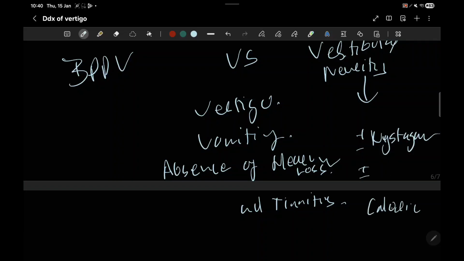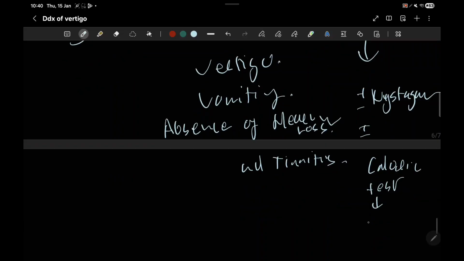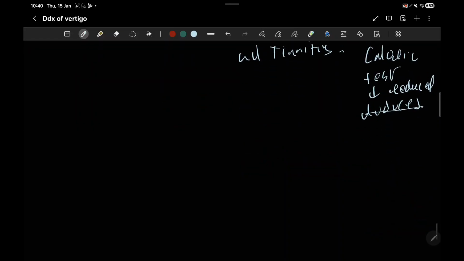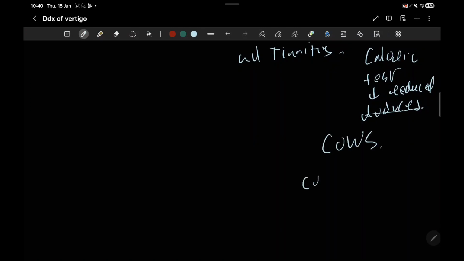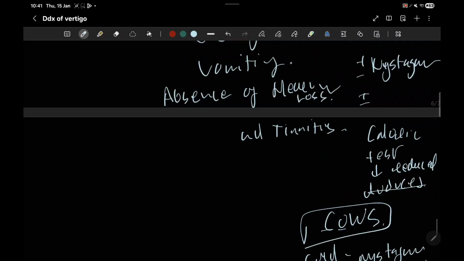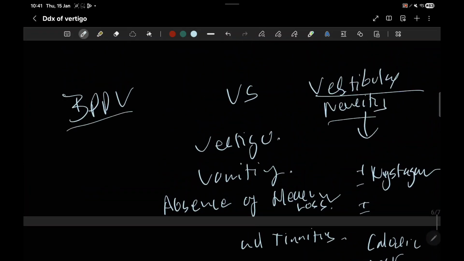And also, the main important factor, how do we differentiate? We do the caloric test, which will be reduced in vestibular neuritis, like we have learned in our medical lectures. Caloric test: you pour warm water and cold water, and then you check. Basically, there was a mnemonic called COWS. What happened in cold water? The nystagmus will be opposite, and in warm water, it will be nystagmus on the same side. Remember this? This was a mnemonic. So this is how we differentiate BPPV and vestibular neuritis.